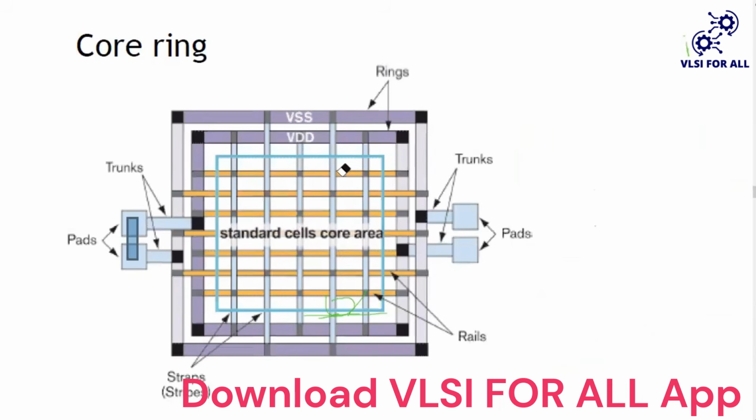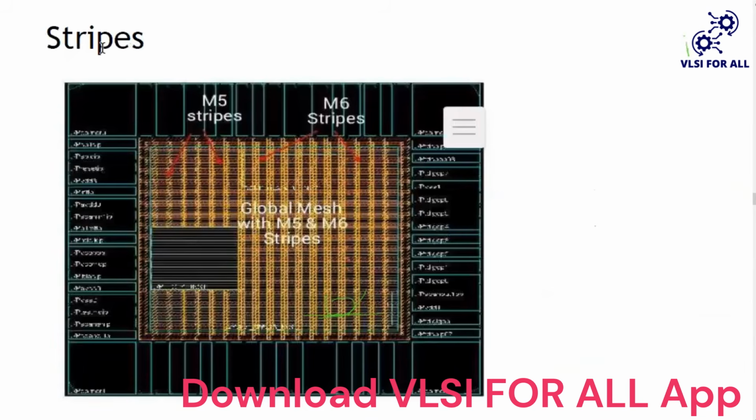Not only for the core ring, the macro ring is also available. In the power plan stage there is the mesh, and the straps, whatever I am explaining. Straps is nothing but horizontal and vertical connections, so in the entire design, horizontal and vertical connections are there.